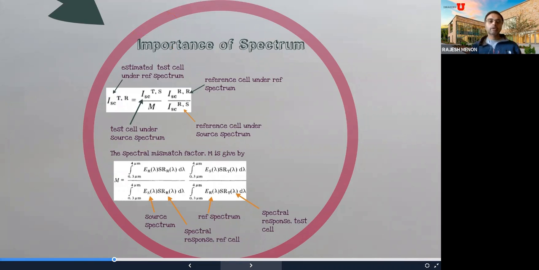The choice of the illumination spectrum is also quite important, because you don't typically have a source that can perfectly mimic the standard spectrum. So in this case, you have to correct for the variations in the spectrum. And the way you do it is not terribly complicated. What you do is, this is what you're trying to get.